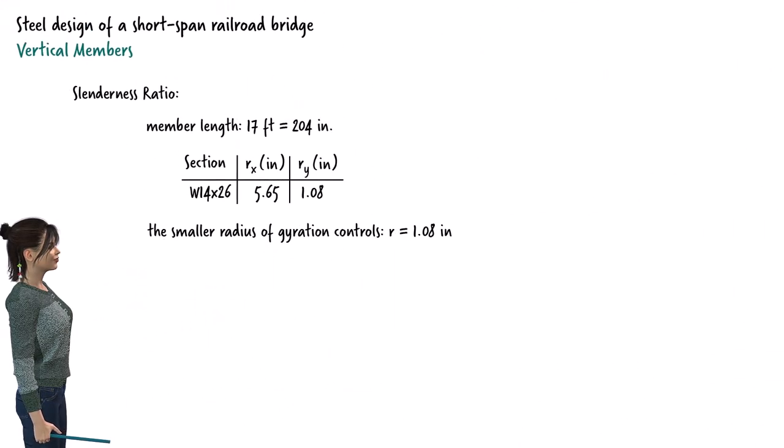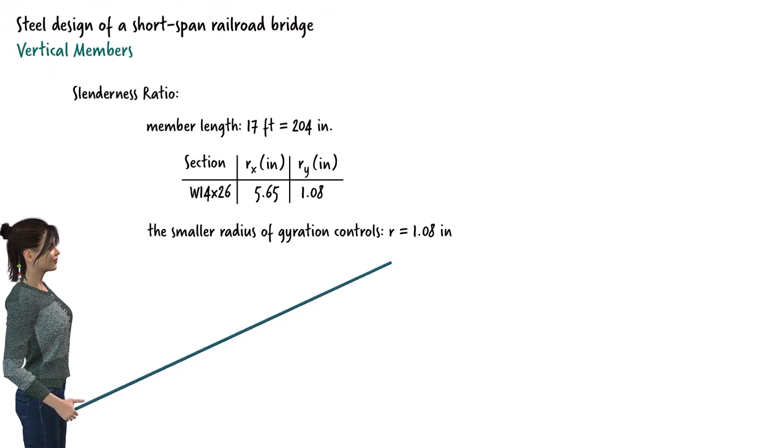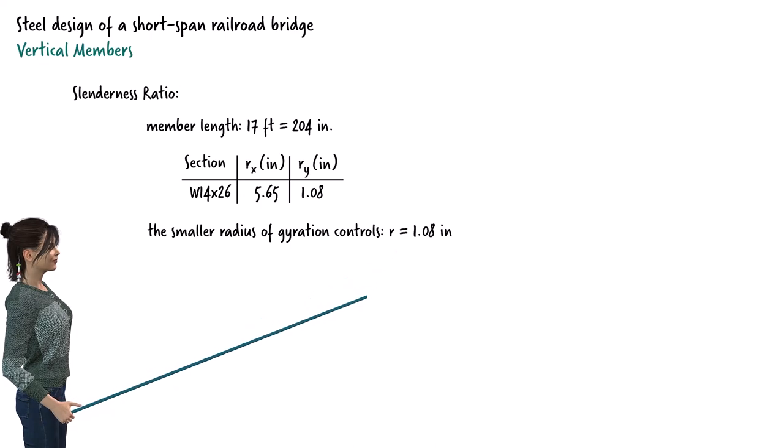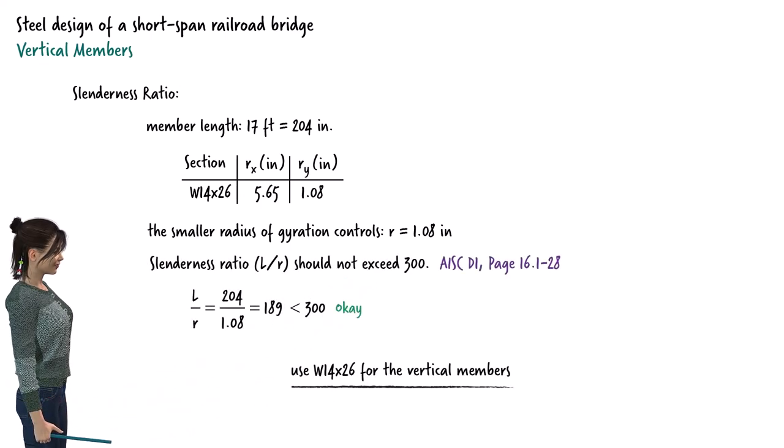To check the member's slenderness ratio, we will use the smaller radius of gyration, 1.08. Since the length of the vertical members equals 204 inches, the slenderness ratio equals 189, which is less than the upper limit value. So, standard section W14x26 meets the design requirements for the vertical members.